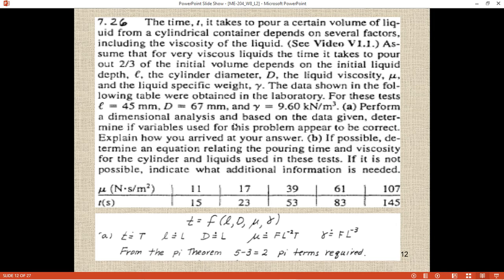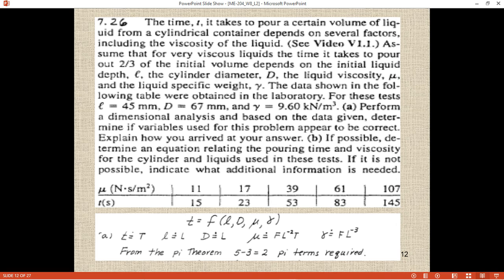So perform a dimensional analysis, and based on the data given below, determine if the variables used for this problem appear to be correct. First of all, we have to do the dimensional analysis, and second, we have to confirm that the variables we have considered to solve this problem are correct. Explain how you arrive at your conclusion and how we can say that the variables are correct.